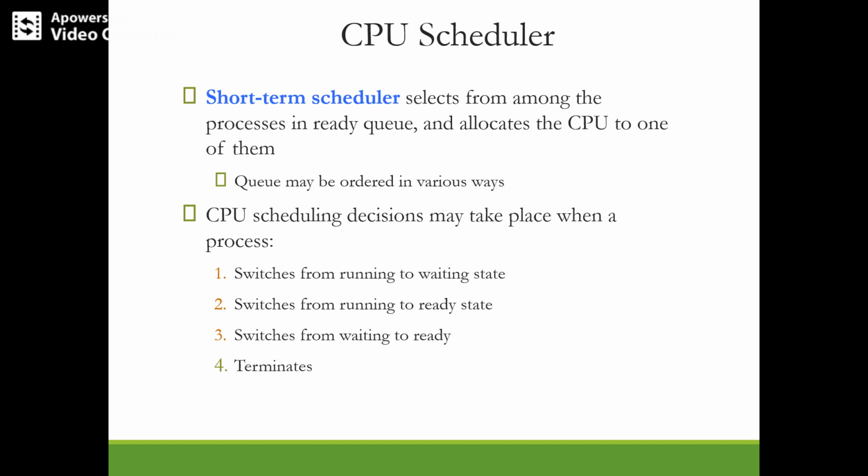How are these decisions affected? Decisions may take place whenever a process moves from one state to another, maybe from the running state to the waiting state. In that case, the scheduler plays an important role, or sometimes where it has switched over from the running state to the ready state. That time also it invokes the short-term scheduler, and in the third case where it switches over from the waiting state to the ready state, and finally if it terminates.